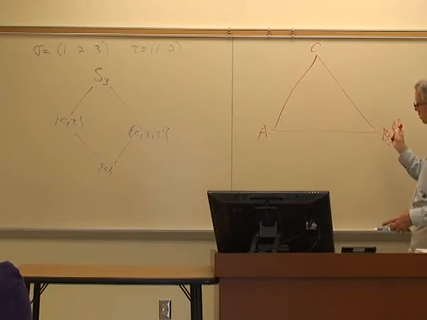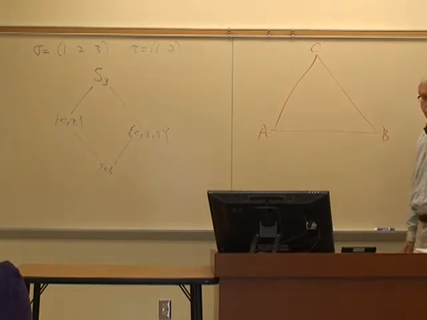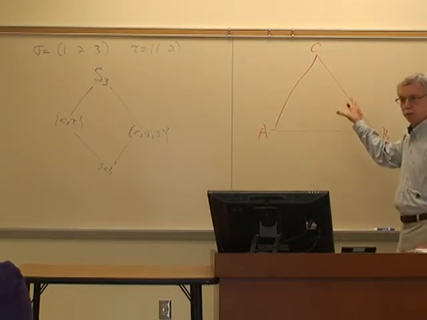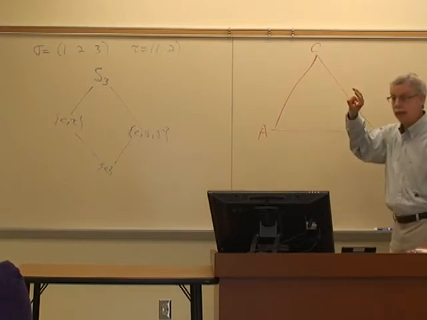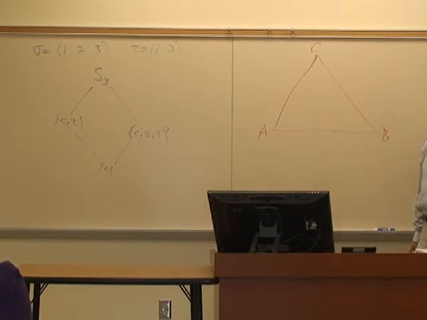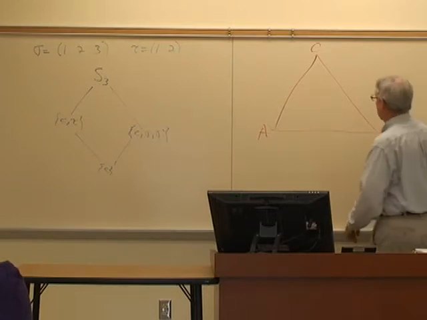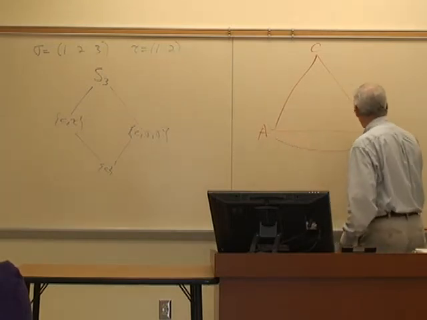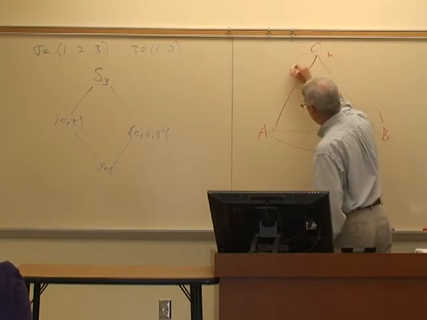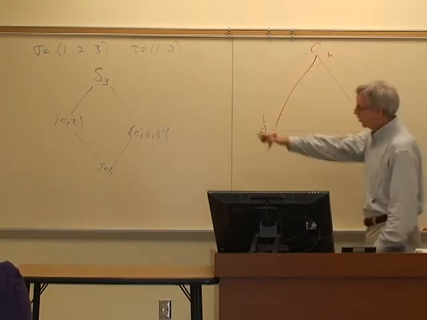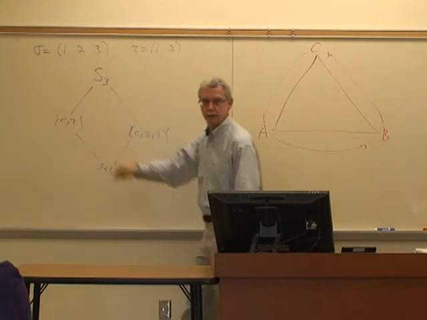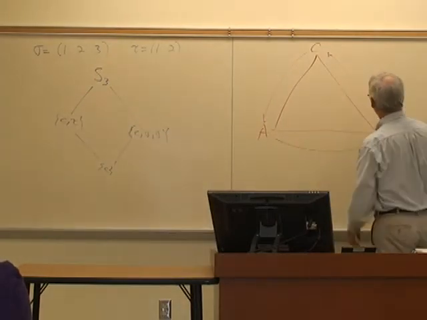How can I move this figure, this triangle, to make it look the same with only a change of where the labels are? That is, what can I do to this triangle geometrically to end up looking exactly like this, just with the labels different? I can rotate it, right? I can send A to B, B to C, and C to A, right? Well, that's what this guy does. He rotates the triangle by 1/3.